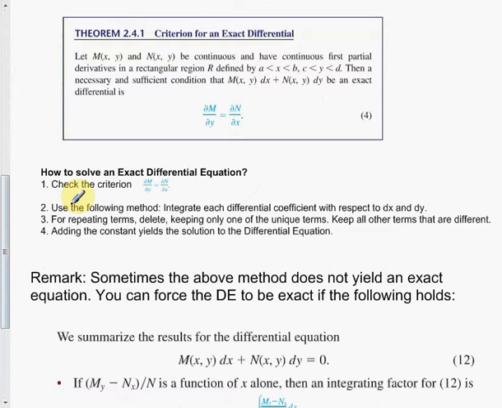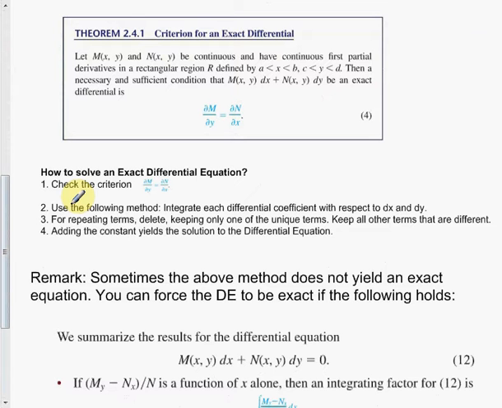If it's exact, you're going to have some repeating terms. So if you've got one term and then you have a copy of it, you delete that extra, keeping only one of the unique terms. Keep all other terms that are different, and then adding a constant yields the solution to the differential equation.